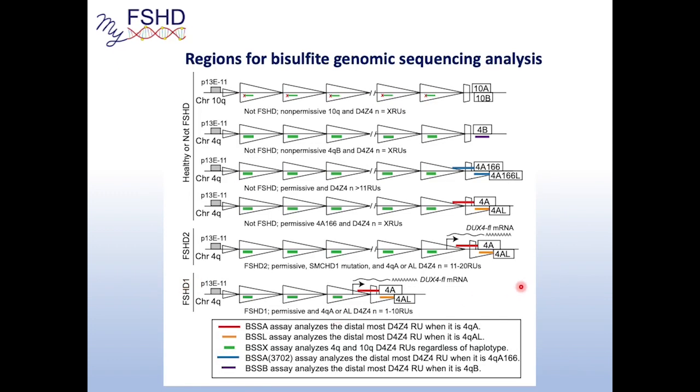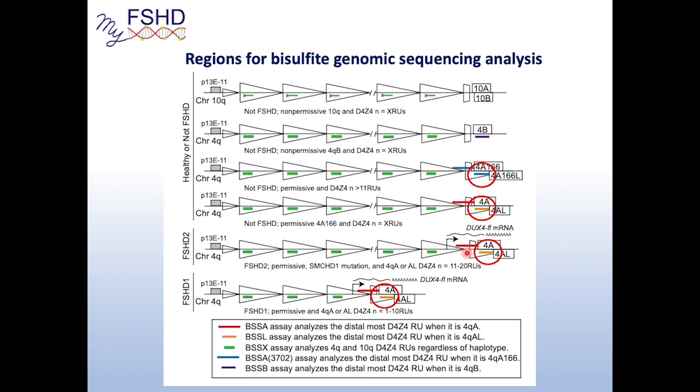All right, so where are the regions we're going to look at? Well, it seems very complicated, but remember you have chromosome 10 D4Z4s, chromosome 4 D4Z4s. You can have a subtelomere that's a chromosome 10A, 10B, 4B, 4A, 4AL. There's also this funky one called 4A166, which we'll talk about in a second. FSHD 1 and 2 are only associated with 4A and 4AL. So what are we going to do? Our first epigenetic assay is going to look at this region right here and see what the epigenetic status is for 4A and 4AL, if you have them. If you don't have them, it comes up blank.